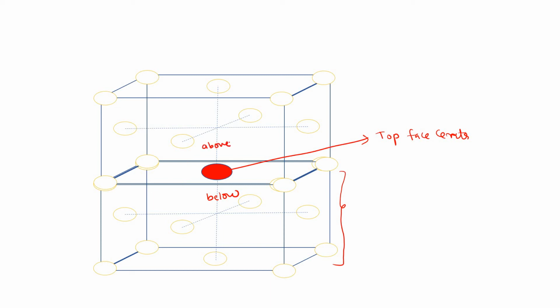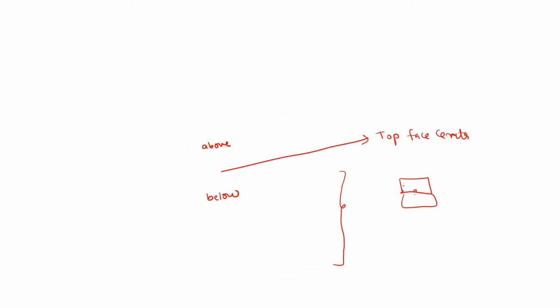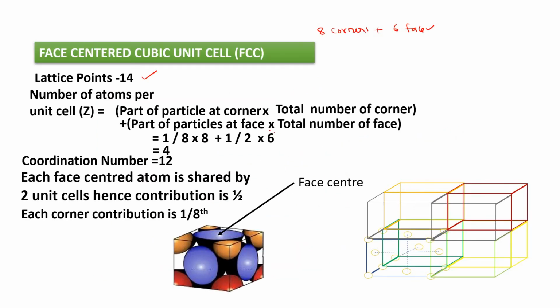That means for any face center, it will be shared with the top and bottom, isn't it? So in that case, what can I write here? Total number of faces are how many? Generally, how many faces will a cube have? 6 faces: front face, top face, back face, left, right, isn't it? So a total of 6 faces will be there, and if you place one atom at any face center, it will be shared with 2 unit cells.